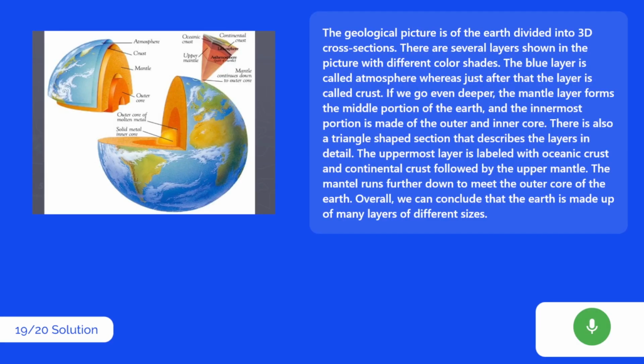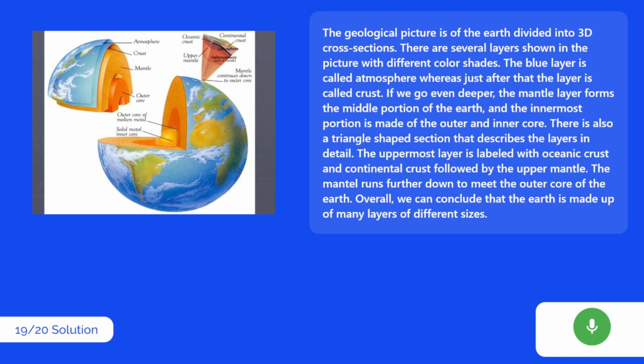The geological picture is of the Earth divided into 3D cross-sections. There are several layers shown in the picture with different color shades. The blue layer is called the atmosphere, whereas just after that the layer is called the crust. If we go even deeper, the mantle layer forms the middle portion of the Earth, and the innermost portion is made of the outer and inner core.